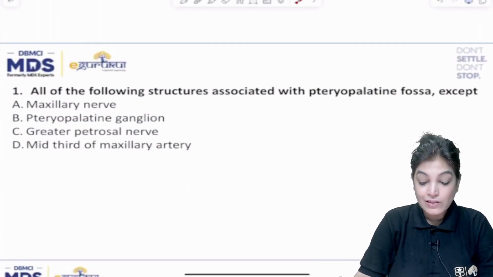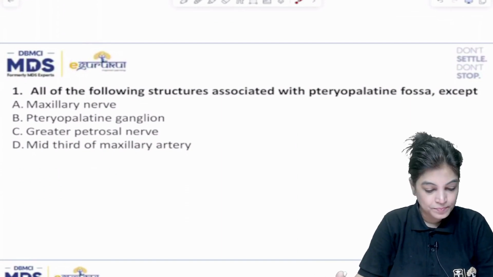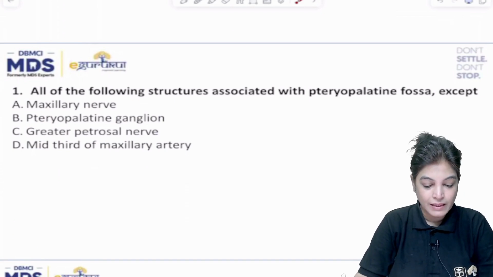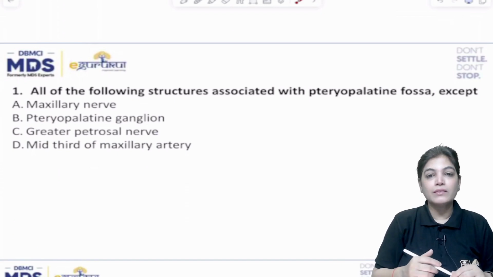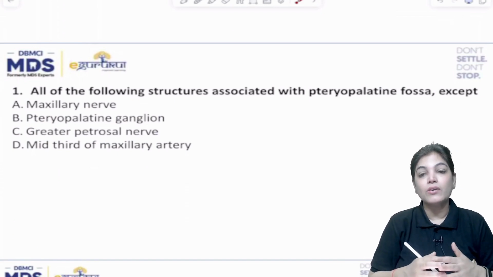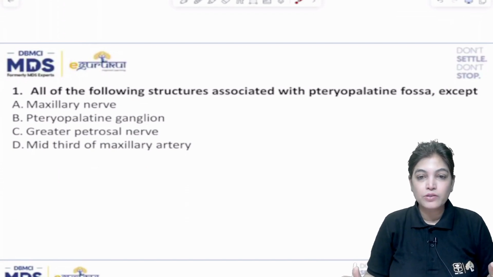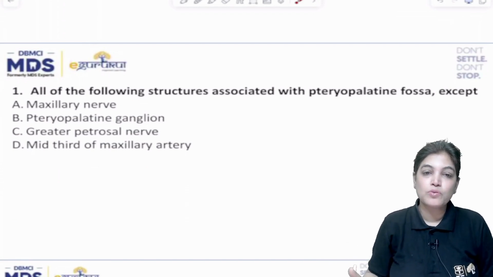All of the following structures are associated with the pterygopalatine fossa except: the options provided are maxillary nerve, pterygopalatine ganglion, greater petrosal nerve, and mid-third of the maxillary artery. So there are four options and we have to mark the right answer. The question is targeted on the content of pterygopalatine fossa. So in brief, I would like to tell you about the boundaries and the content of pterygopalatine fossa, and then we can approach the right answer.